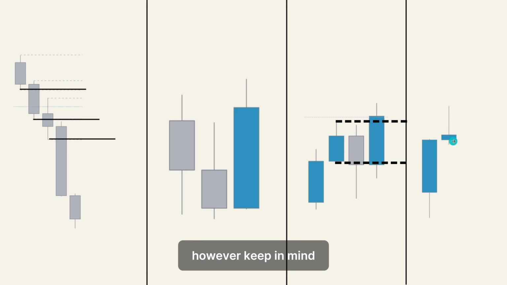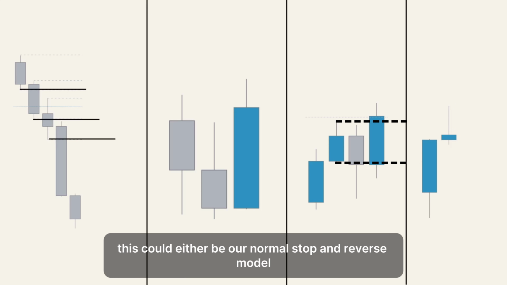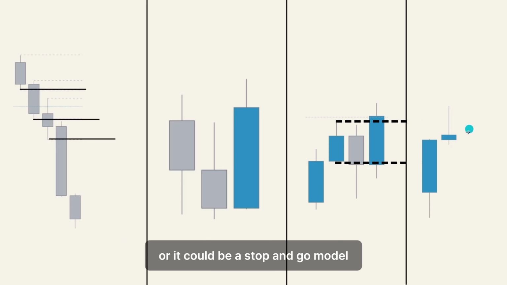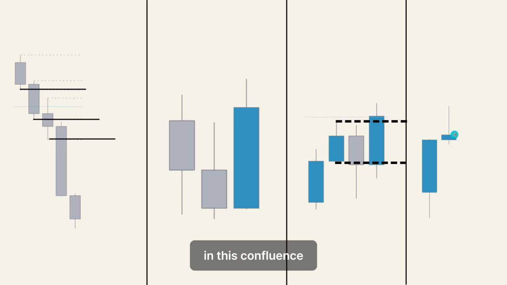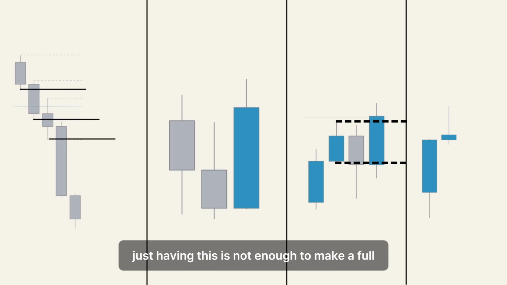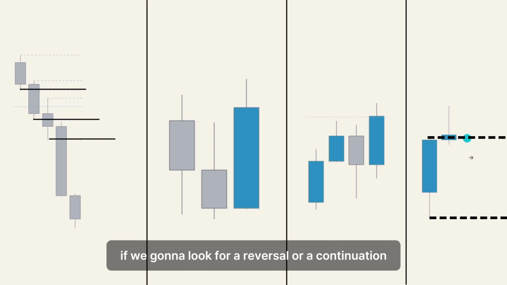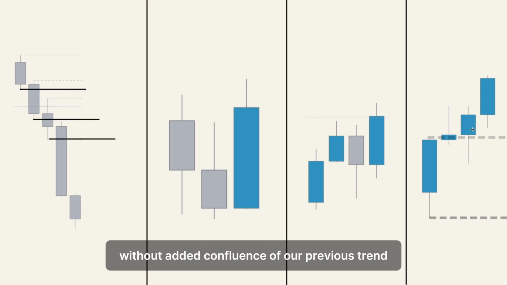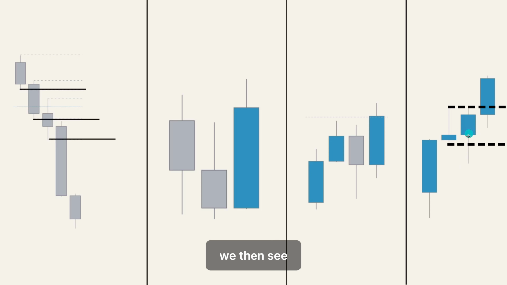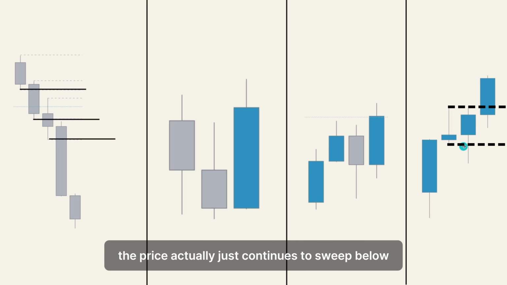However, keep in mind, this could either be our normal stop and reverse model, or it could be a stop and go model. In this confluence, just having this is not enough to make a full determination to conclude our trade. Have you tapped into a POI? What is our previous trend that we're following to then validate if we're going to look for a reversal or a continuation? And as you can see right here, without added confluence of our previous trend, we will then see that price actually just continues to sweep below this candle, sweep that high, and then follows to the upside.